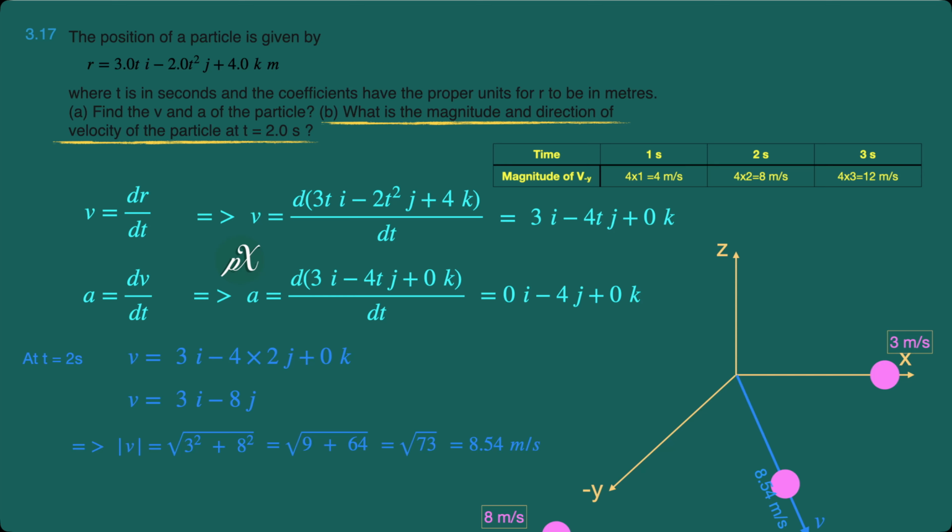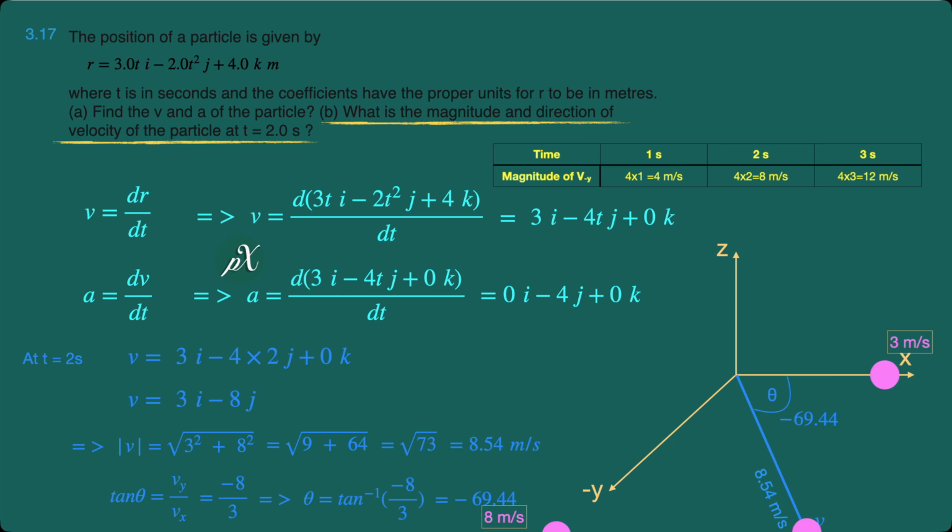Now let's determine its direction. Suppose the velocity vector makes an angle theta with the positive x-axis. Then, tan theta equals vy over vx, which is minus 8 divided by 3. Therefore, theta equals tan inverse of minus 8/3. This gives theta equals minus 69.44 degrees. The negative sign tells us that the velocity vector lies 69.44 degrees below the positive x-axis.